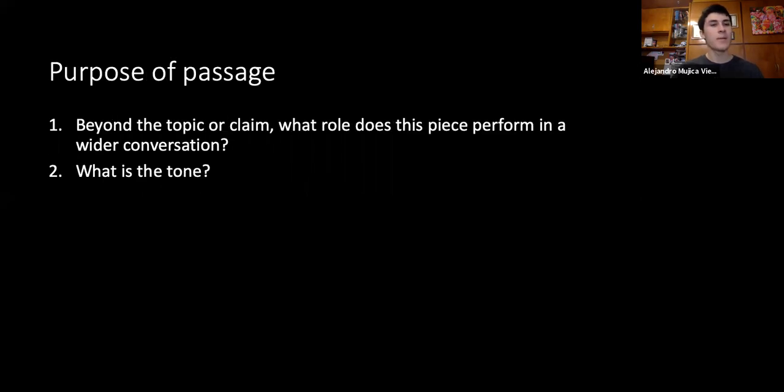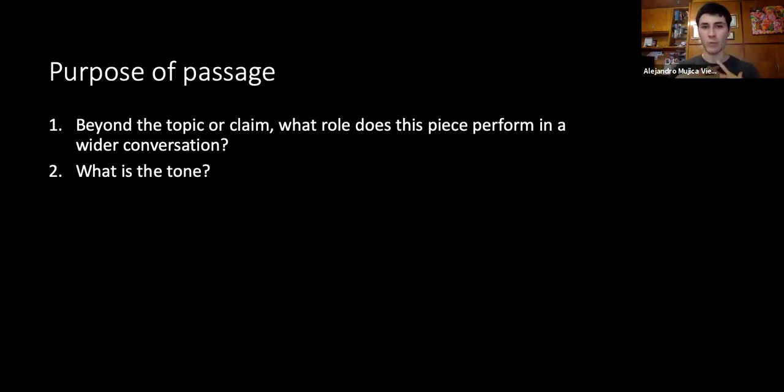Okay. And then the purpose of the passage. Purpose of the passage goes beyond the topic or claim. It is asking what role this piece performs in a wider conversation. So the central claim can be understood from the passage itself.